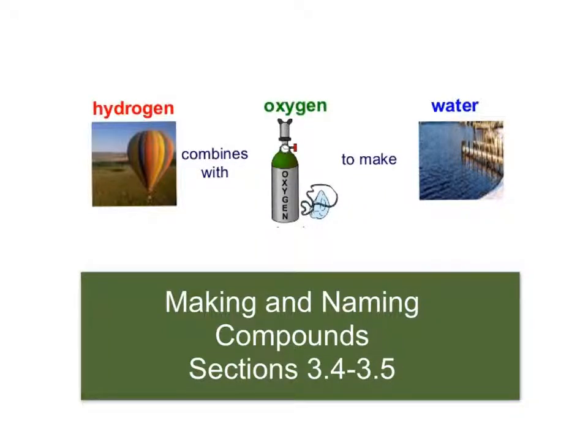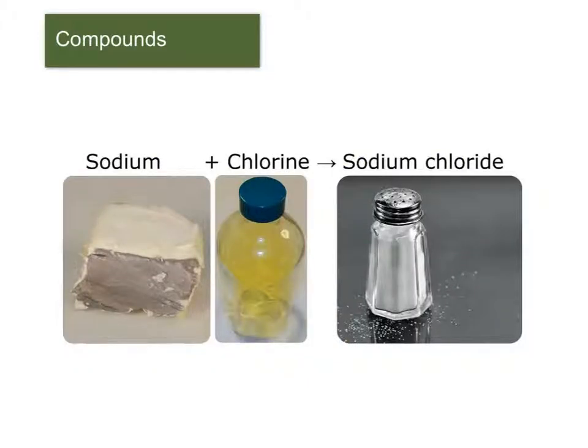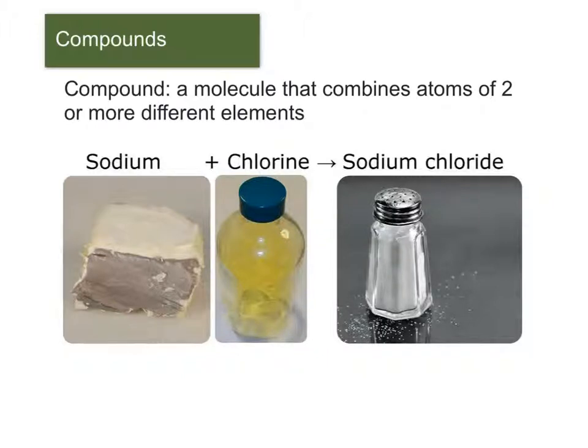Today we're going to talk about how to make compounds, which is combining two or more elements together to make something new, and then we're going to go over how you name those compounds. Okay, so a compound is what you get when you combine atoms of different elements. So these are molecules that have more than one different type of atom in them.